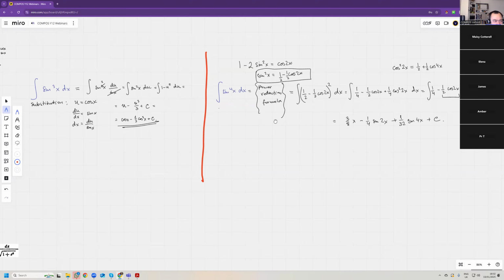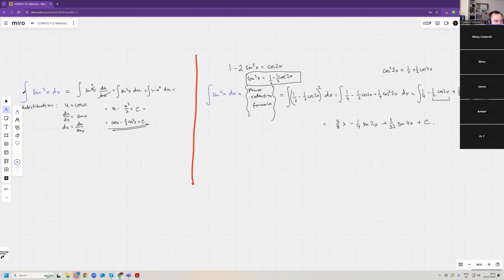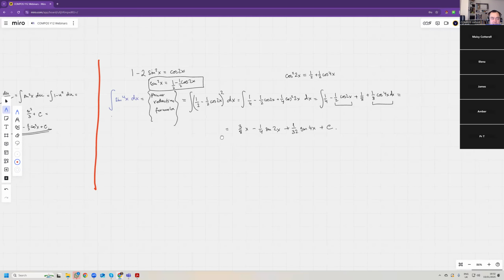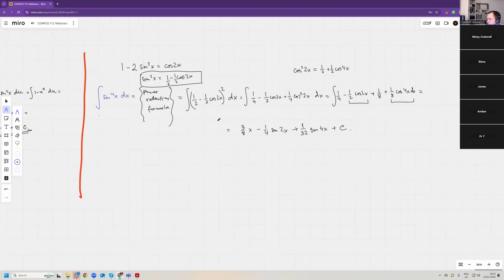How well did you understand both? Well, let's do the substitution. How well did you understand the substitution method on the scale of 0 to 10, please? Okay, how well did you understand the power reduction formula on a scale of 0 to 10? Okay, so less confident here.